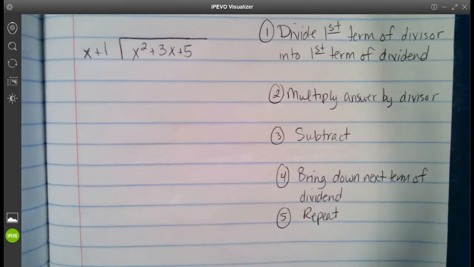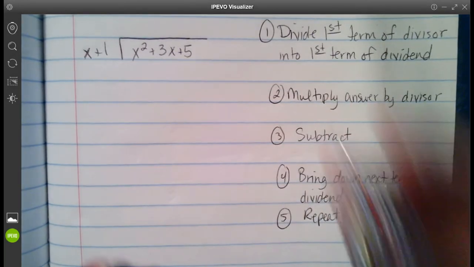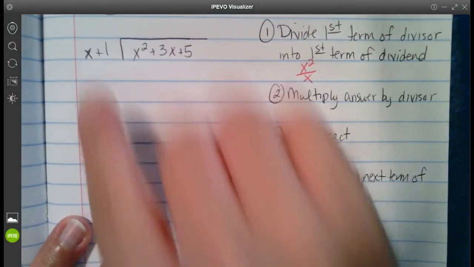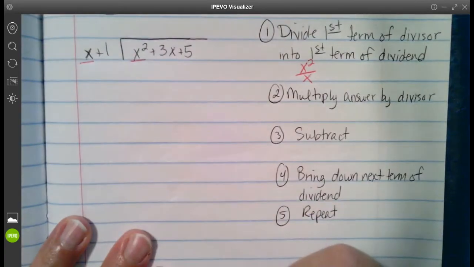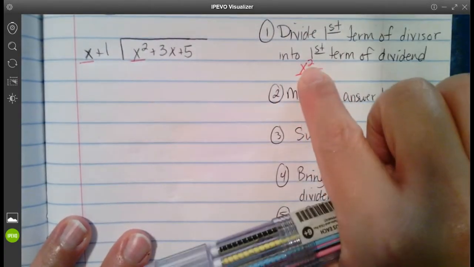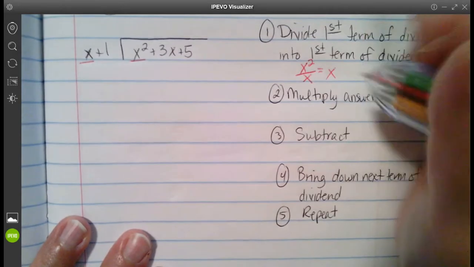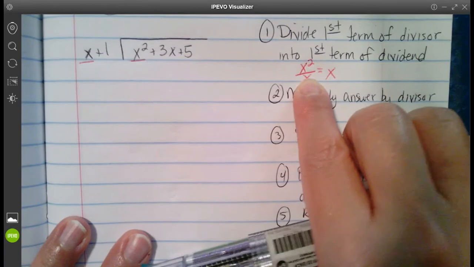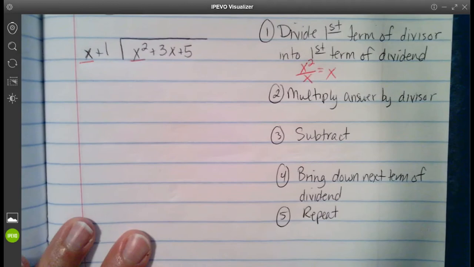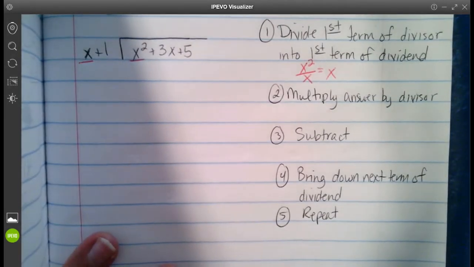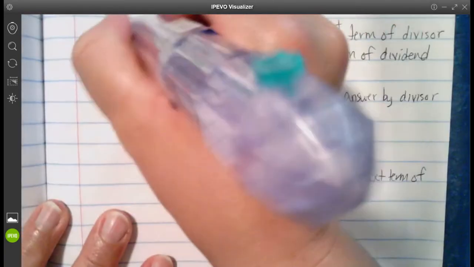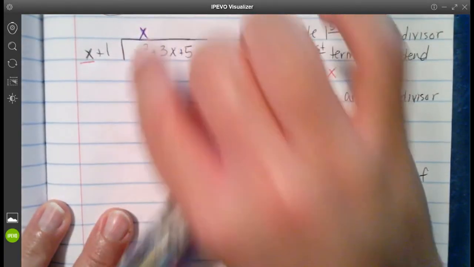It says divide the first term of the divisor into the first term of the dividend. So that means x squared divided by x. That's what this is saying: the first term divided by the first term. x squared divided by x is just x. Remember, when you're dividing with the same base, you subtract the exponents. So I'm going to have x on the top up here. Let me match my colors real quick. I have the quotient in purple, so let me keep it in purple. This is going to be part of my quotient up here.